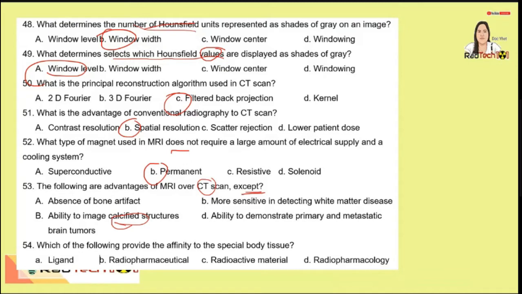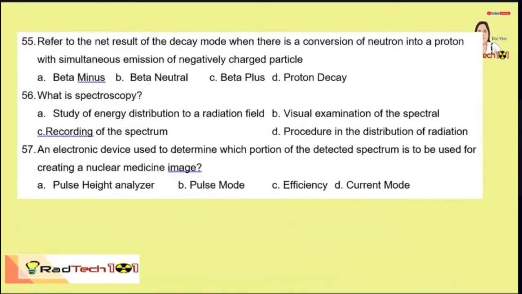54, which of the following provides the affinity to the special body tissue? Affinity yung keyword natin, it refers to ligands. I think lumabas na ito sa board exam. A ligand is an ion or molecule that binds to a central metal atom to form a coordination complex. So affinity, ligand.